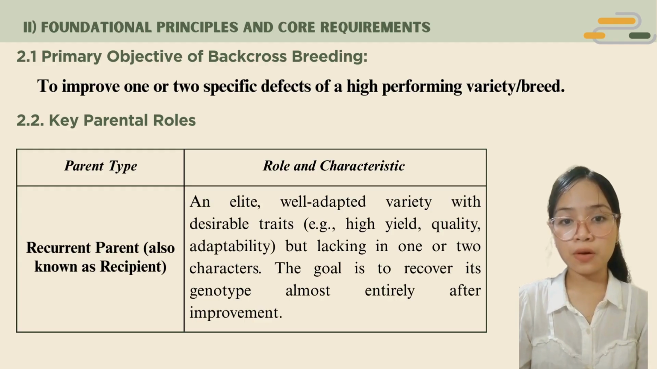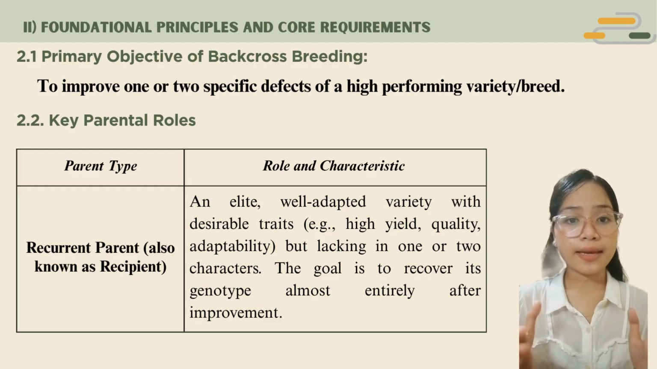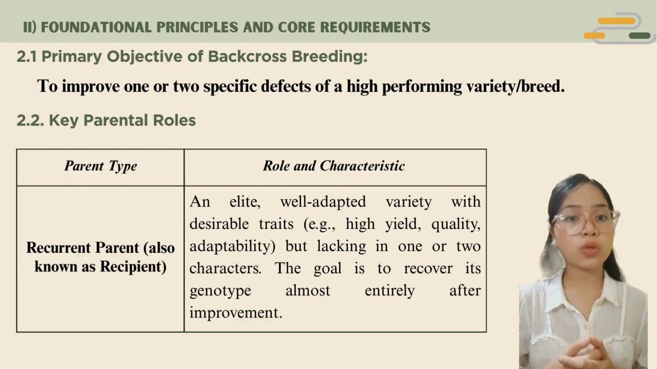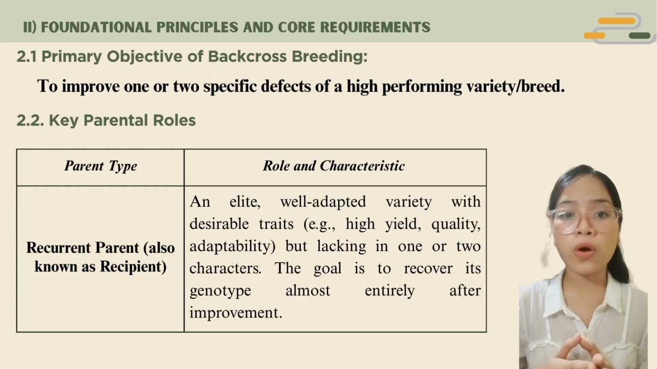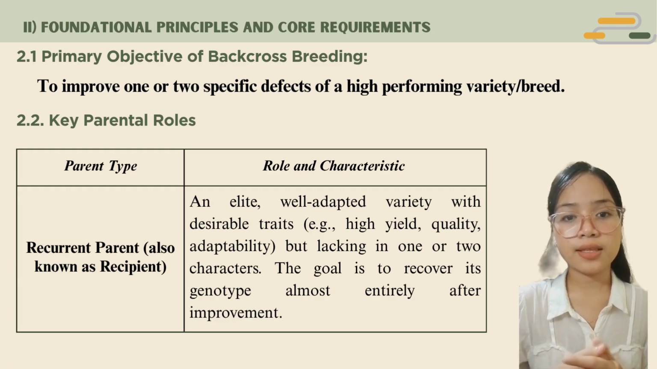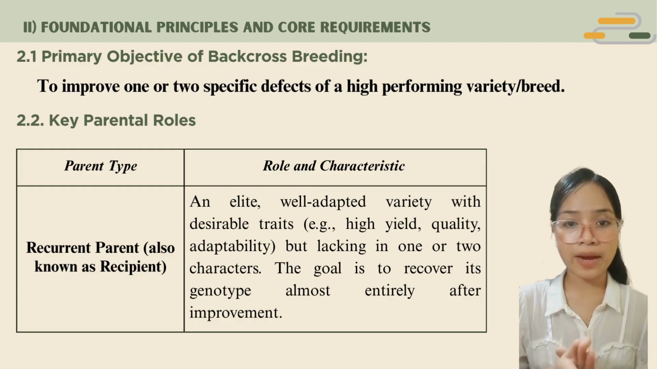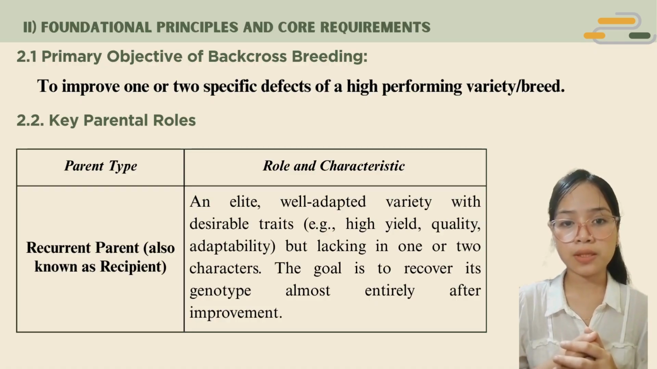Now let's move on to the foundational principles and core requirements in backcross breeding. Again, its primary objective is to improve one or two defects, or weaknesses, of an elite or high-performing variety or breed. And the success of backcrossing depends on choosing the right parents. Here we have the key parental roles.